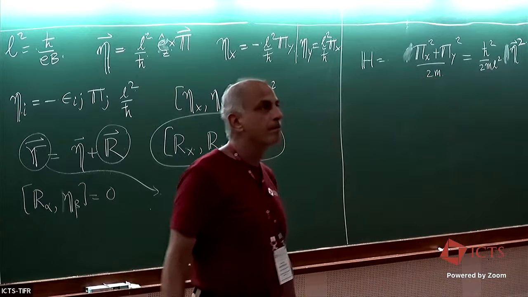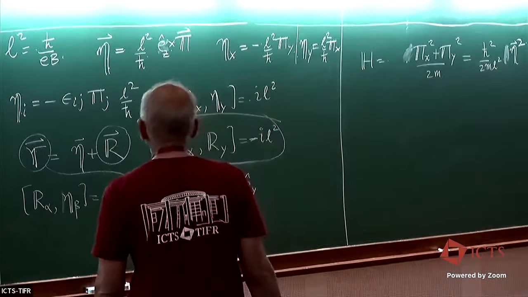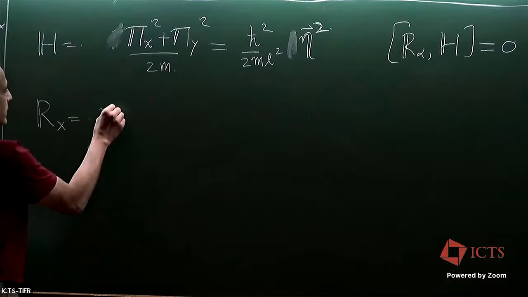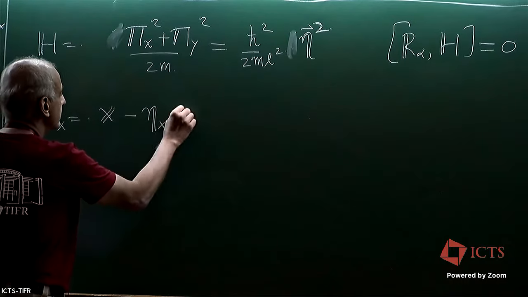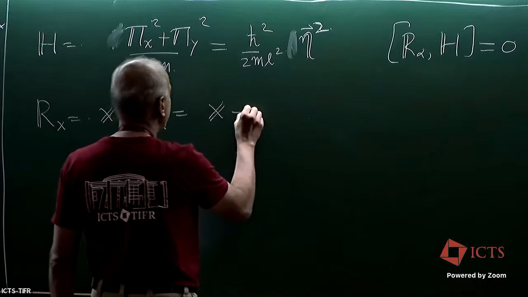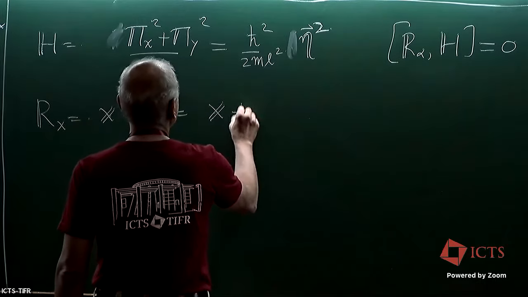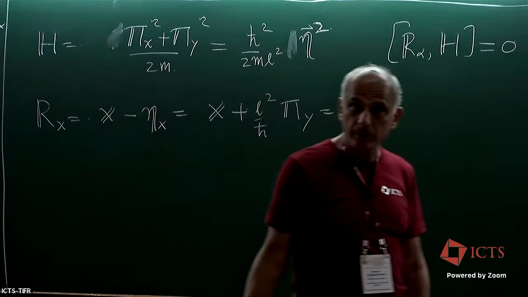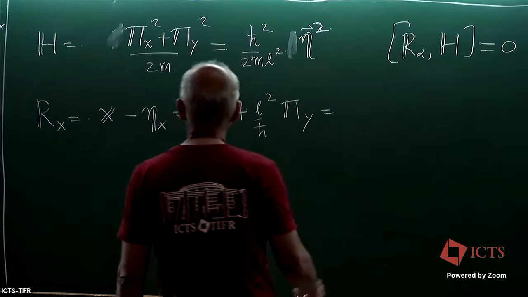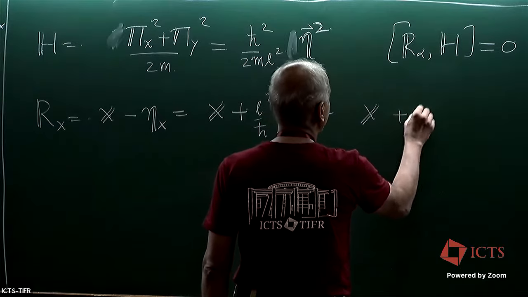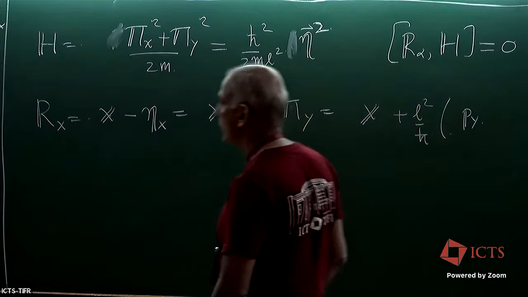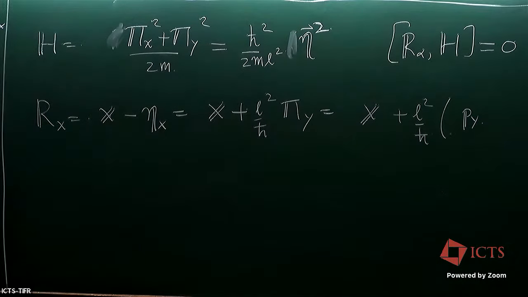Audience question: Is there an expression for capital R? The small r is the usual position. So R is r minus eta: x minus eta x. What is eta x? This is x minus L squared over h bar pi y. Now this depends upon the particular gauge, so let's work in symmetric gauge. So this is x plus L squared over h bar, and this would be py, and this would be plus e Ay. Sorry, I forgot a factor of 2 here. Nobody caught it.